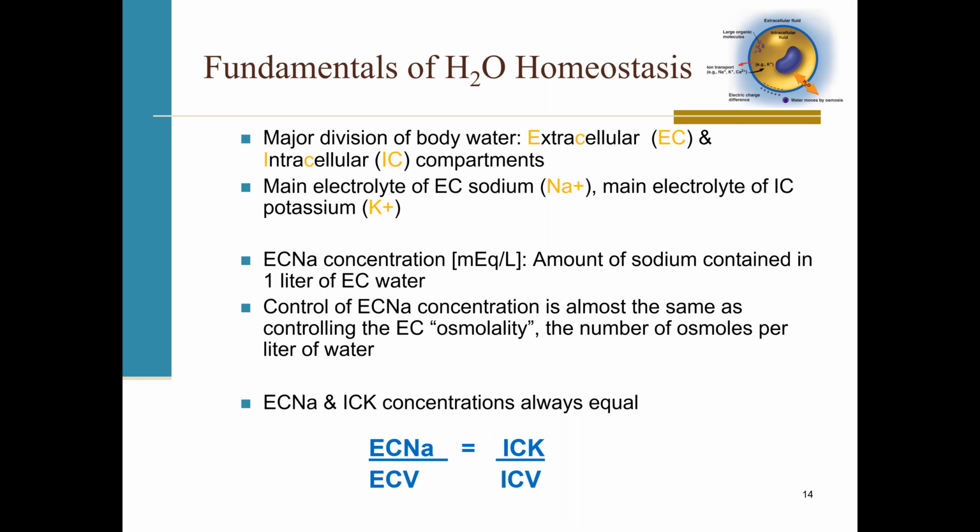So the major division of body water, you can think of it as relative to the cell. There are two compartments, the extracellular compartment and the intracellular compartment, right? The cells are separated from their environment by the cell membrane. The most abundant substance of the extracellular environment is sodium, and the most abundant substance for the intracellular environment is potassium, and these are mostly restricted in their respective compartments, particularly potassium. It doesn't move very easily.